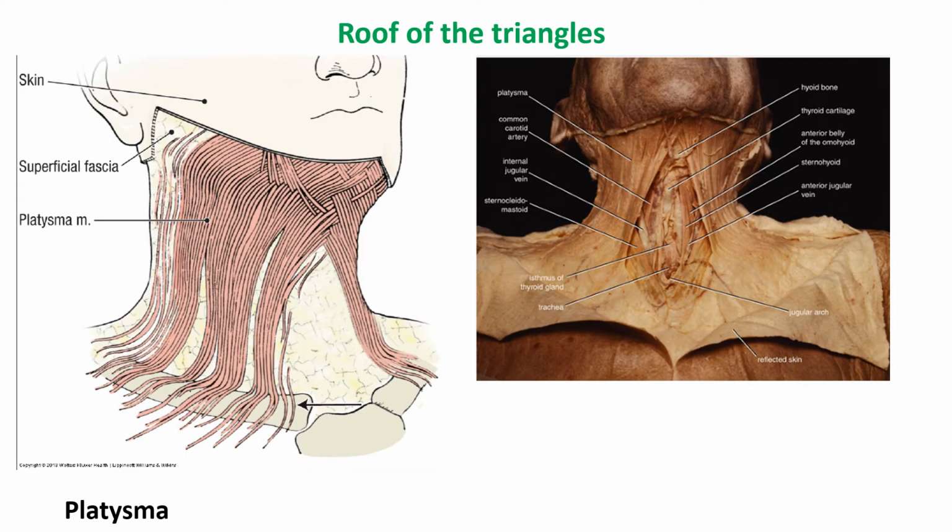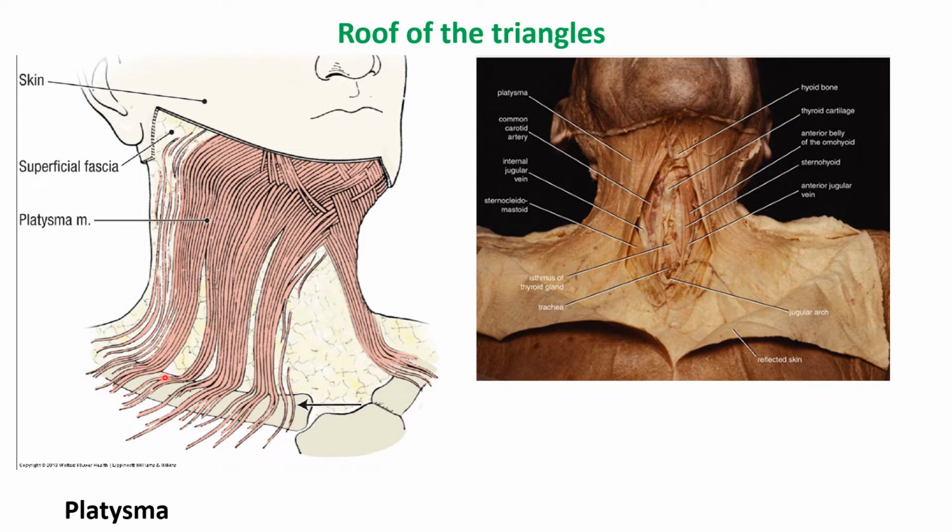Now, the next structure which is present underneath the skin in the subcutaneous tissue is this muscle, the platysma. This is going to be forming the roof of most of our triangles except the muscular triangle, because as you can see, in the anterior part it is not present.